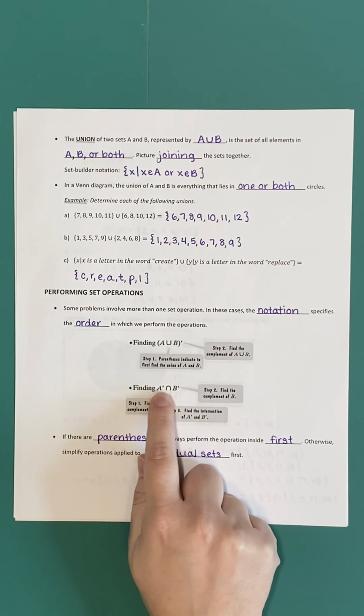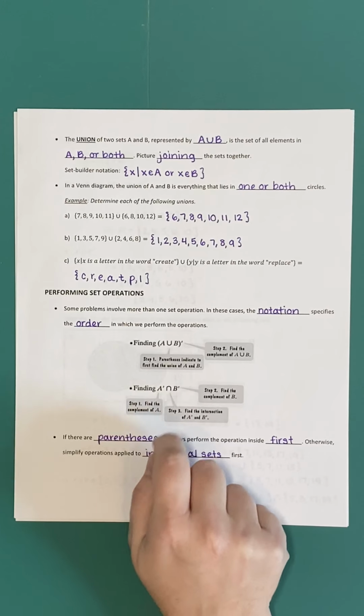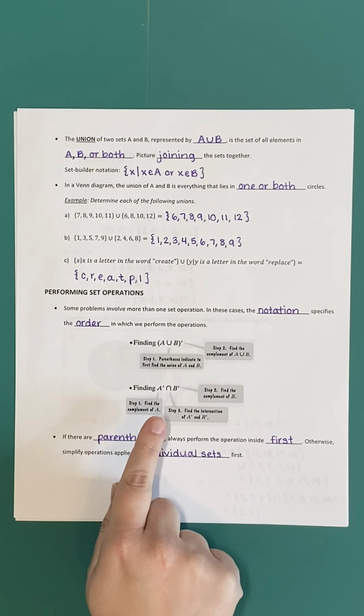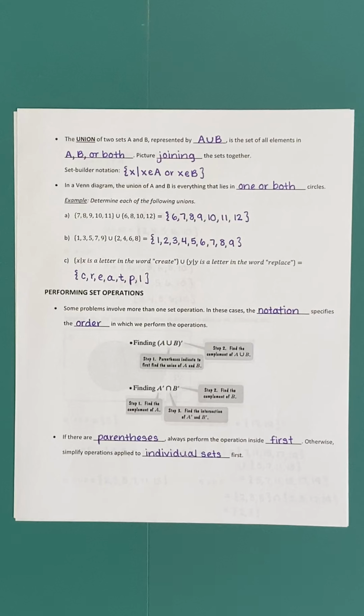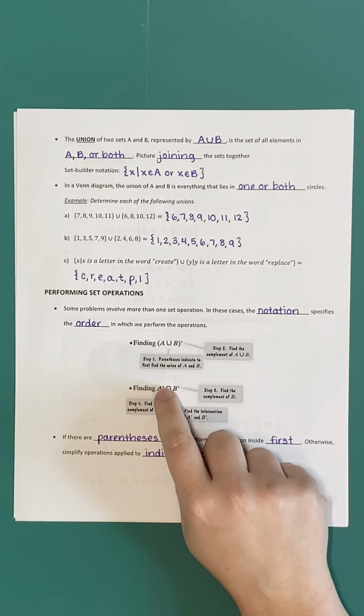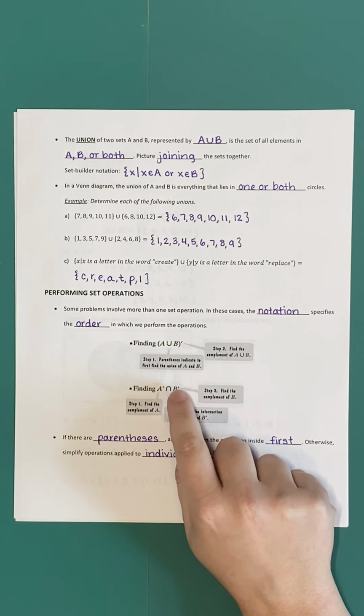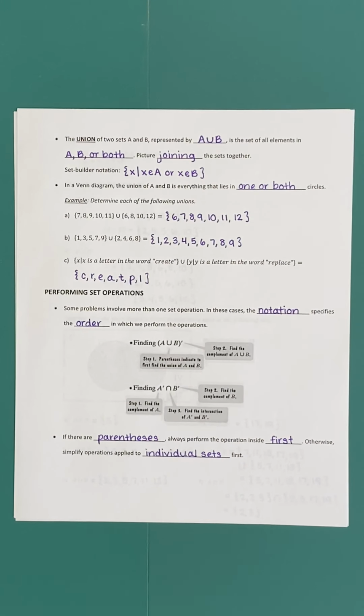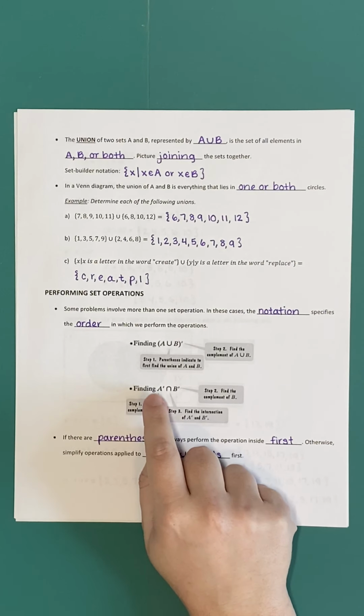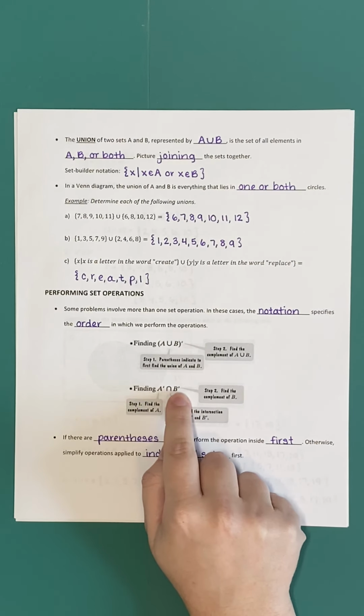Now, what about something like this? We have A complement intersected with B complement. Here, there's no parentheses. Whenever there's no parentheses, we're always going to start with whatever operations are applied to individual sets one at a time. So in this case, that's going to be the complement. Notice we're taking the complement of A, and then we're also taking the complement of B. Those two complements are applied to individual sets, single sets, one at a time. So the first thing we want to do is take A complement and then take B complement.